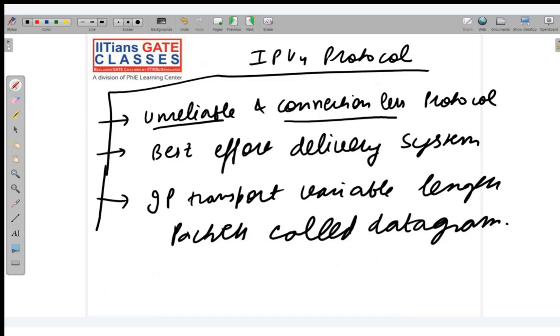And the next important point: each of the datagrams which is transmitted is independent, and they are transported separately, and they might follow different routes. It is not like they will follow the same route and so on. That's why I'm saying it is connectionless and unreliable. So each datagram is transported separately.